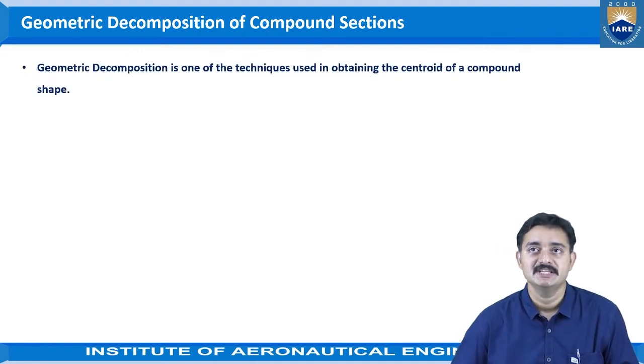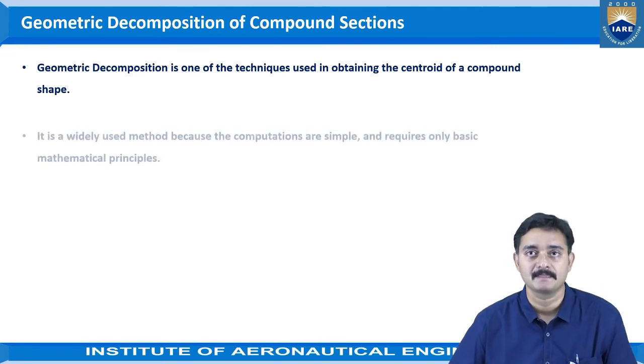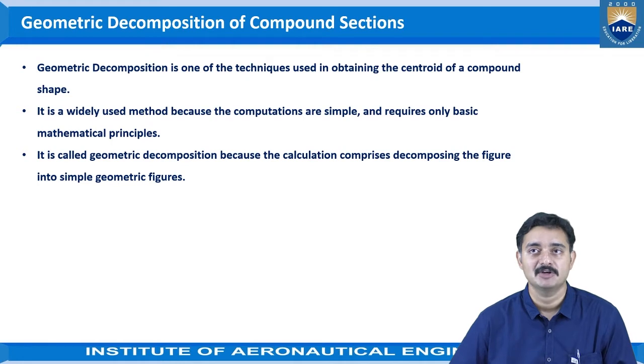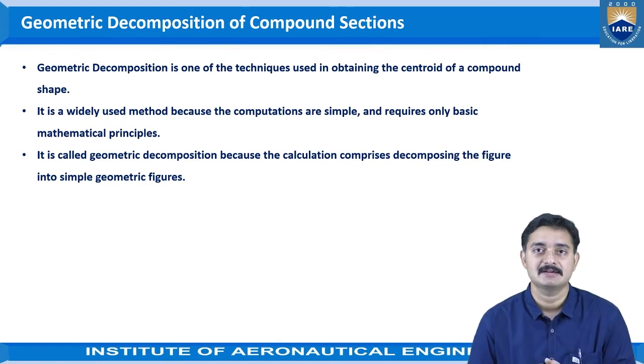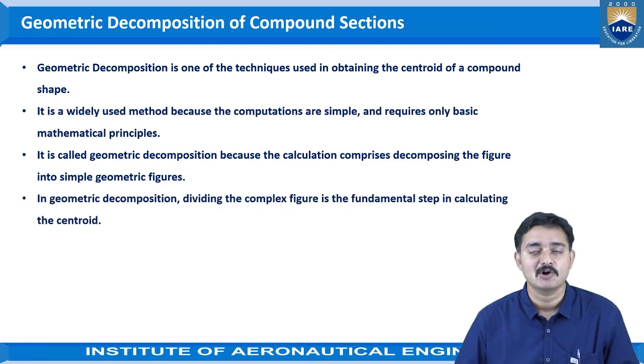Geometric decomposition is one of the techniques used in obtaining the centroid of a compound shape. As we have discussed, a compound shape involves two or more shapes together at a time. It is a widely used method because the computations are simple and require only basic mathematical principles. It is called geometric decomposition because the calculation comprises decomposing the figure into simple geometric figures. For a given single lamina consisting of two or more regular shapes, we will divide the whole section into as many regular laminas as required. In geometric decomposition, dividing the complex figure is the fundamental step in calculating the centroid.